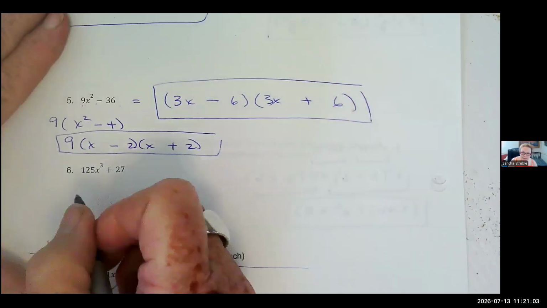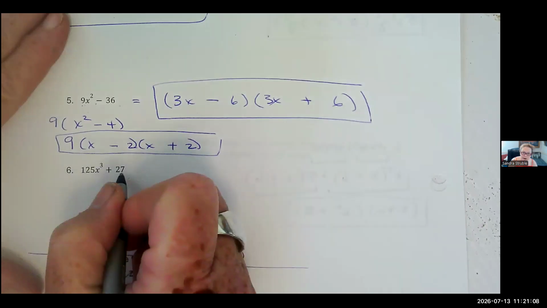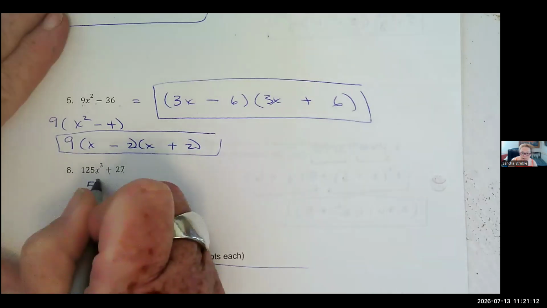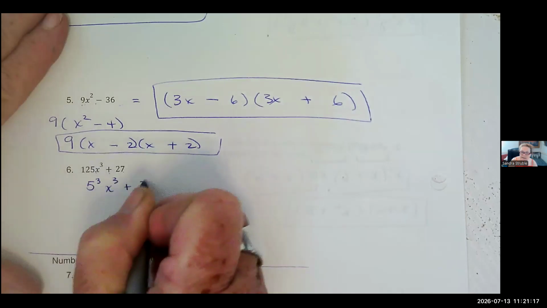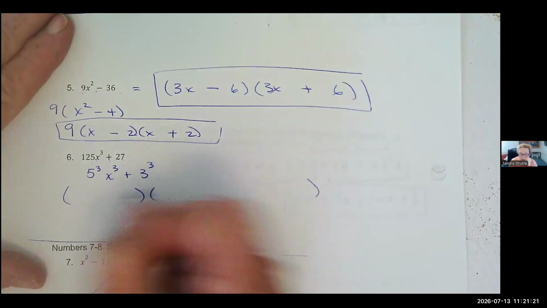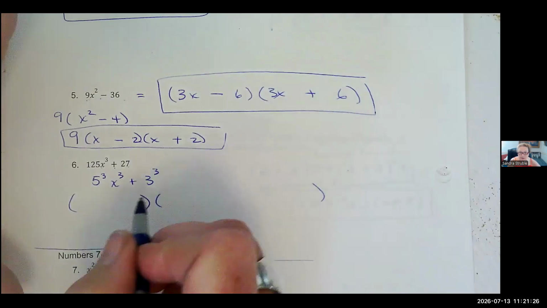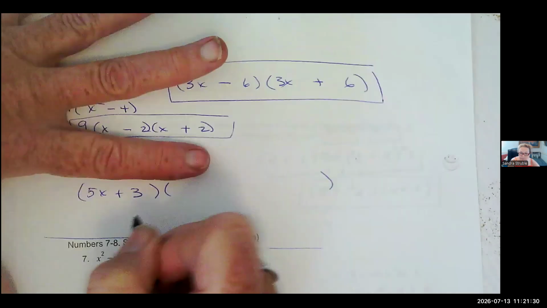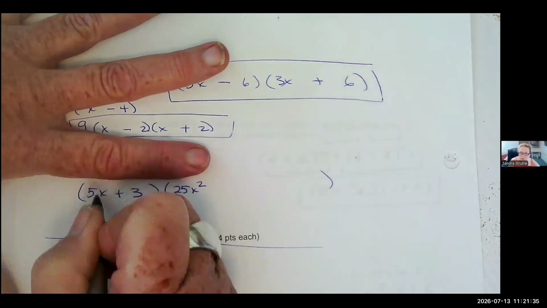125x cubed plus 27 is the sum of 2 cubes. The 125 is 5 cubed. The x cubed plus 3 cubed. So when you're breaking it down into your factors for the sum of 2 cubes, it's a binomial times a trinomial, and it's going to be 5x plus 3. All right, then once you get that, you square the first, you multiply them together, and then you square the last.